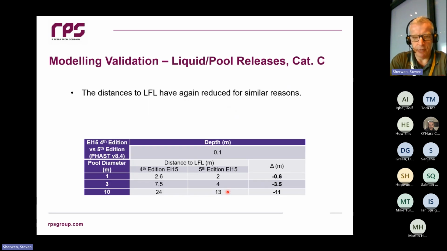And there's a similar story for category C. A slight change in the 1 meter pools down to 2 meters, but quite a big difference when we get to 10 meter pools. Instead of having a 24 meter zone around a pool, we're now down to 13 meters. That's just because the evaporation rate that FAST was modelling using the more up-to-date software was markedly different. I think it was about 3 times less than had been modelled previously.